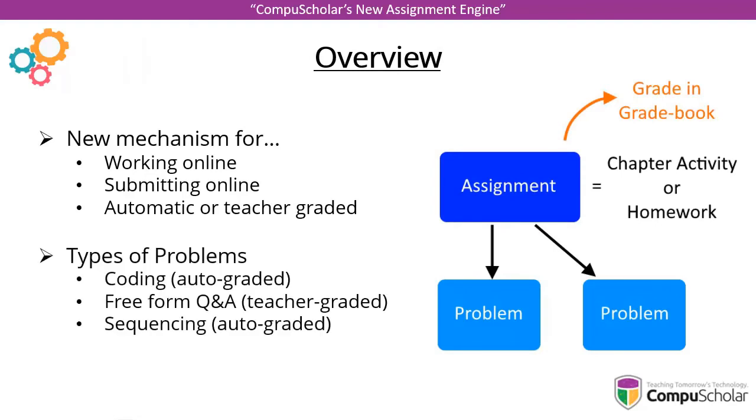And there are different types of problems. One common type of problem will be a coding problem, and these coding problems will be automatically graded by the system. Another type of problem is a free-form question and answer. So if we want the students to type in sentences or paragraphs in response to some sort of question, that would be a free-form Q&A. And those things would be teacher graded. We also have a type of problem that we're going to call sequencing or drag and drop, where the students can arrange things in certain orders, and that again will be auto graded. And we may come up with other types of problems over time.